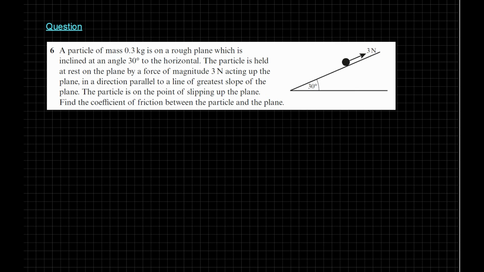And not only that, because it's on the point of slipping up, that means the friction is maximum, but the friction is acting down. Okay, so the friction is actually pushing it down the plane, and the ball is about to start moving up. So be really careful with how you label the friction. The friction should be going down the plane. Okay, so give that question a go. Pause the video now. Okay, and there's your answer. 0.6 is apparently good enough.